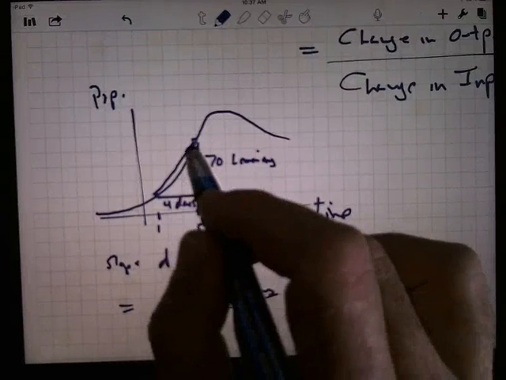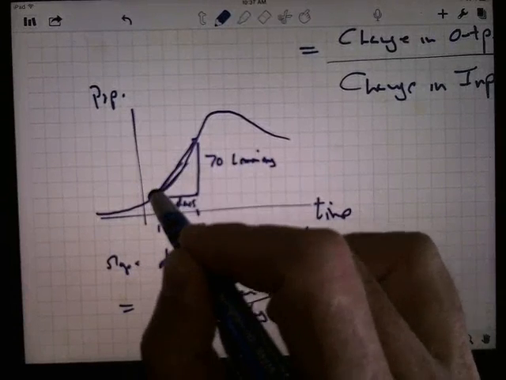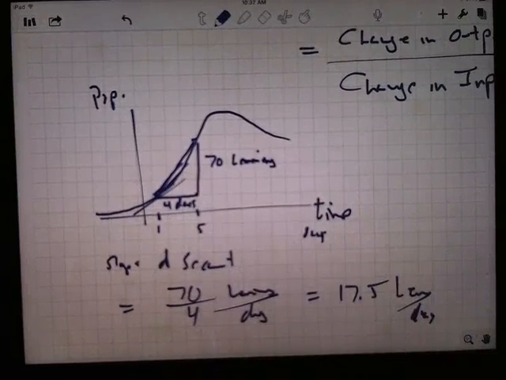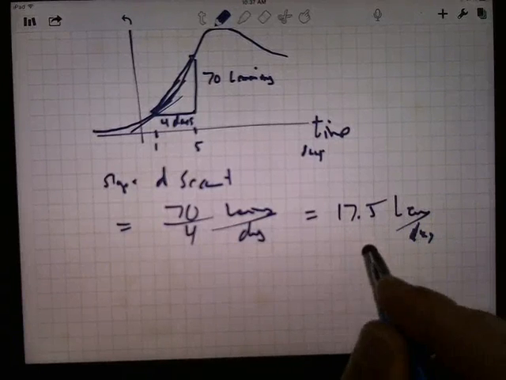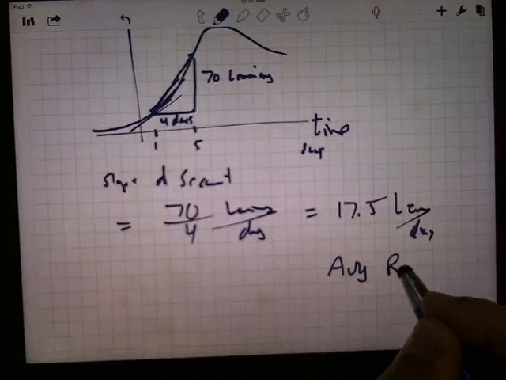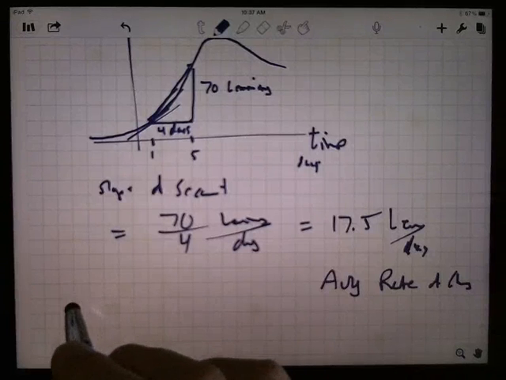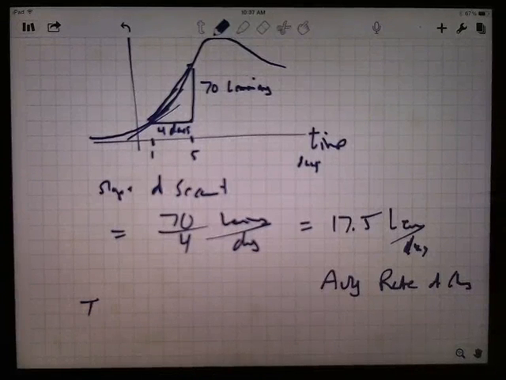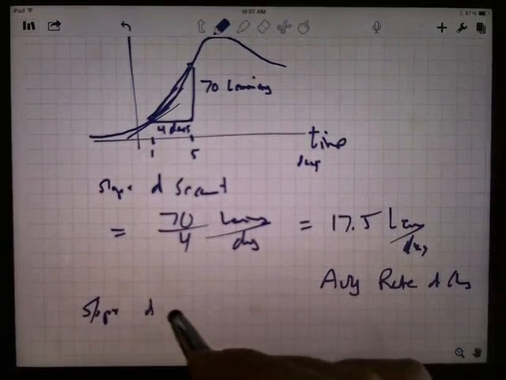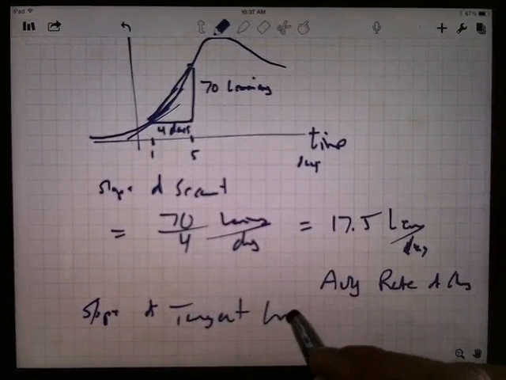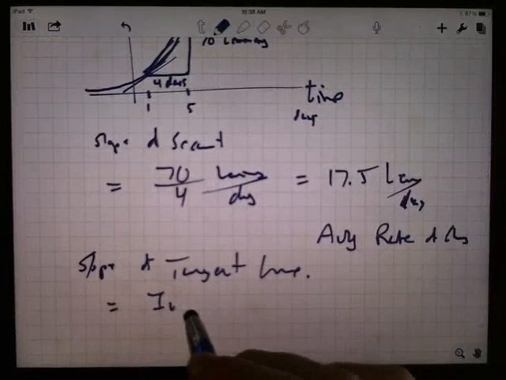If I take a limit as the number of days here goes to 0, so you're looking at secant lines getting closer and closer to a tangent line, then you have what's called, so this is an average rate of change. Average rate of change. If I look at the slope of a tangent line, I get what's called the instantaneous rate of change. Slope of tangent line is instantaneous rate of change.